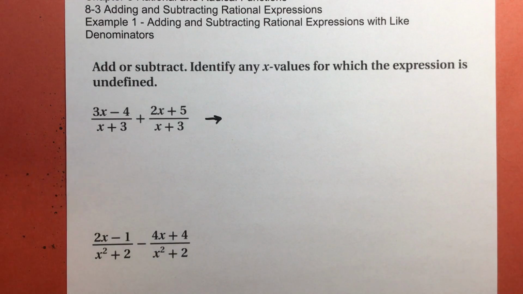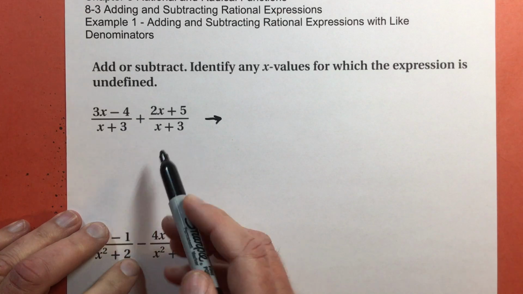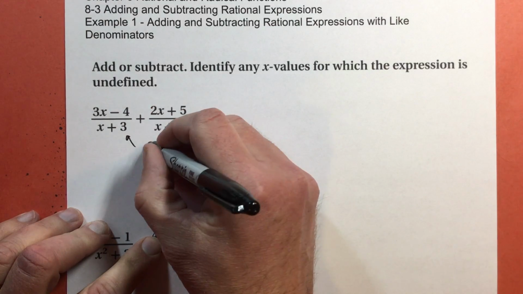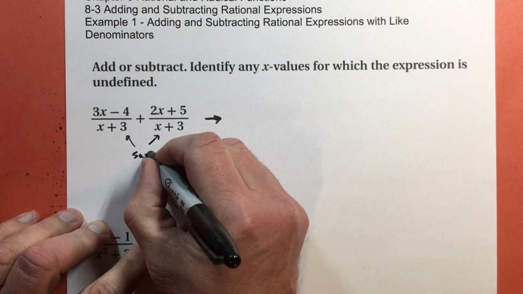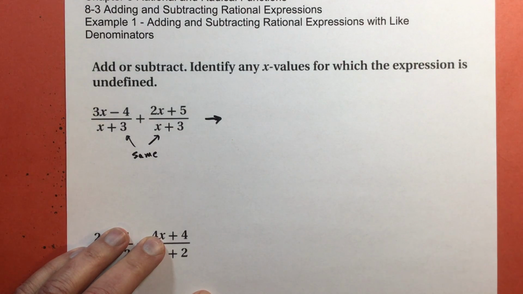Okay, so I already have a common denominator. X plus 3, x plus 3. Those two are the same. So that makes a lot of this work easier, at least in this first video. In the next video, we're going to talk about how to make them the same. Actually, it won't be the next video, it'll be the video after that, but don't worry about that.